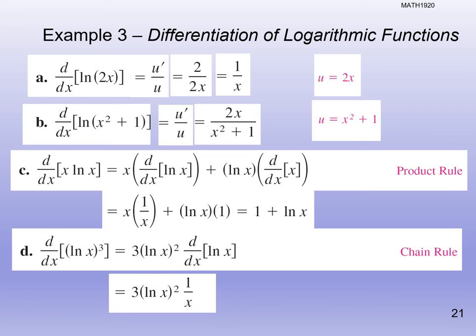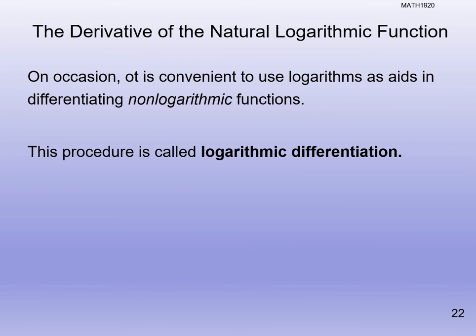Okay, so when we do that, we're going to get 3 times the natural log of x squared times the derivative of natural log of x, which is just 1 over x. Okay, so that would be kind of our final solution. You'd have 3 natural log of x quantity squared all over x when you do that.